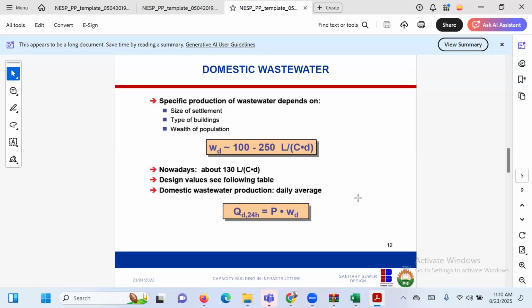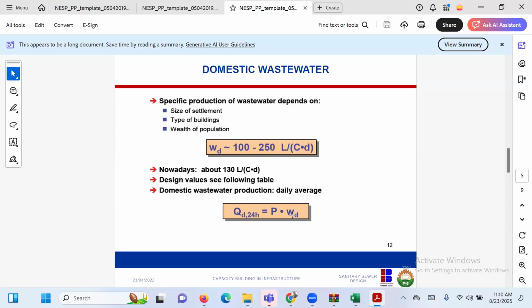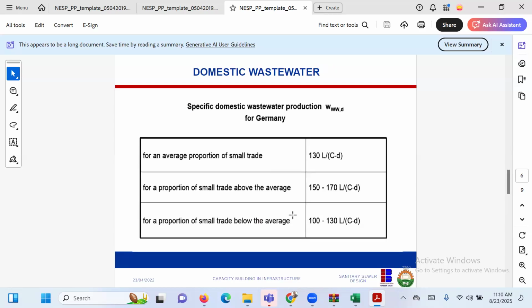So if you now want to get the daily total wastewater discharge, you multiply the population equivalent P by the daily wastewater discharge. I mean, we did it last week. So these are the specific wastewater production values in Germany. 130 for average proportion, 150 to 170, and then for proportion of small trade between the average of 100 and 130.